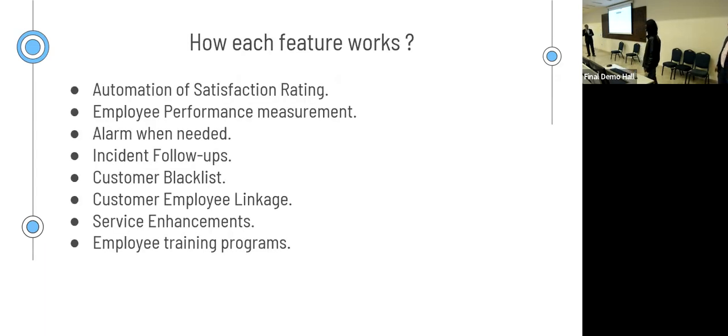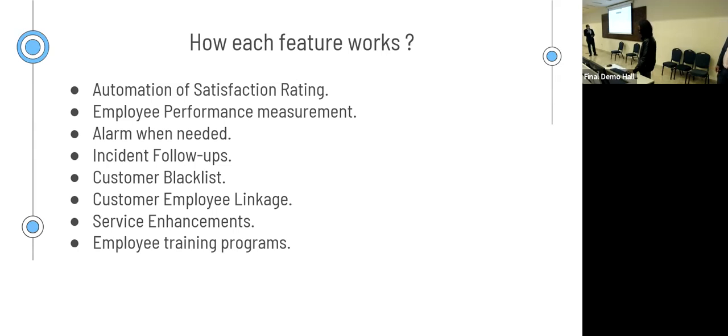So by this, and as you saw in the video we just played, we have successfully accomplished the automation of the satisfaction rating. Eagle Eye also offers employee performance measurement by calculating the average rating for each employee, and the manager has access to all the meetings that were done by that employee. Also, the manager is alarmed, so we prevented multiple bad instances that happen in any face-to-face interaction, as we know here.